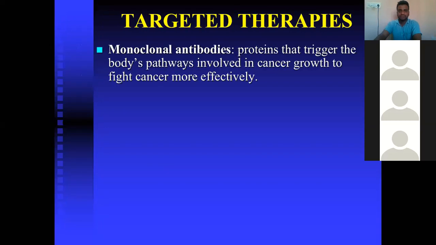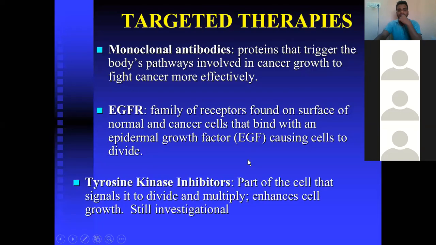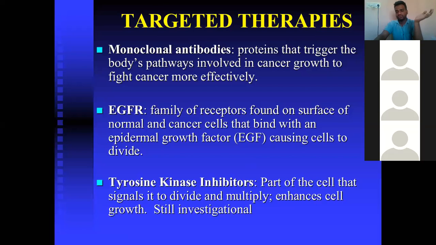That's an intracellular signaling pathway. We have monoclonal antibodies, as we saw in the previous slide as well, that fight the cancer. EGFR, we have the growth factor receptor inhibitors. These are present on cancer cells, and the drugs will bind on this receptor on the cancer cell but not on the normal cell. Tyrosine kinase inhibitors, we also saw in the previous slide. There were many drugs that act through tyrosine kinase inhibitors.